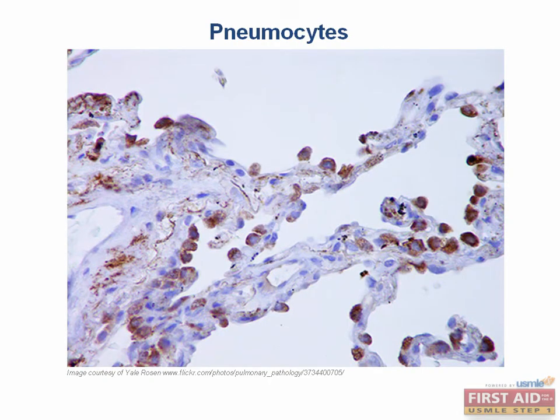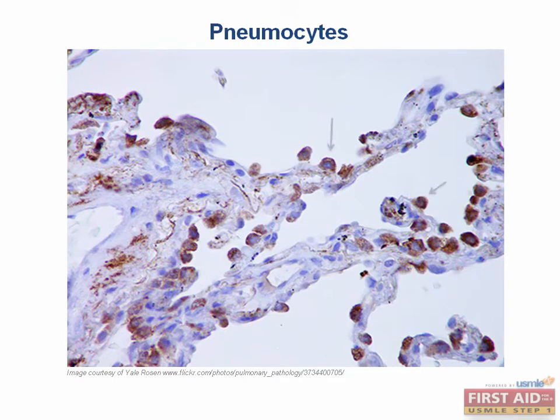Pneumocytes are high yield for the boards as they play a crucial role in both gas exchange and respiratory physiology. First, let's talk about type 1 pneumocytes. Type 1 pneumocytes make up most of the alveolar surface. Now, what's their cellular morphology? These cells are squamous cells. They're thin and flat, which make them great for gas exchange at the alveolar capillary interface.